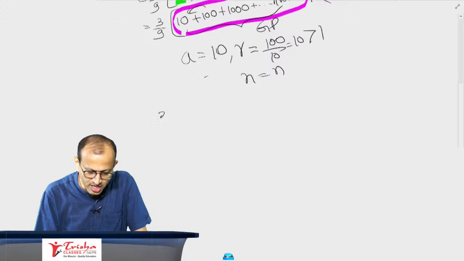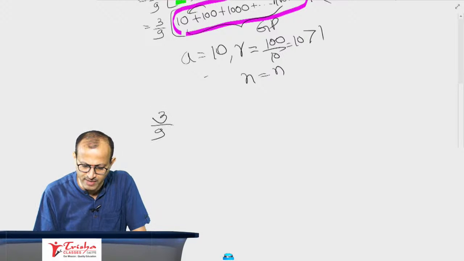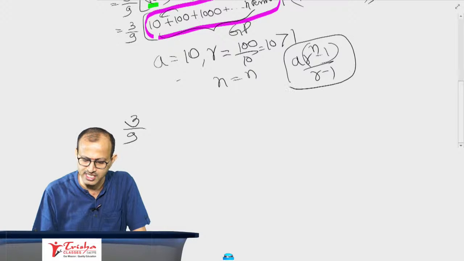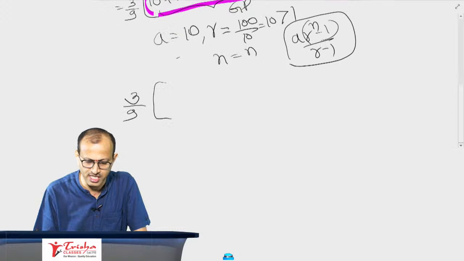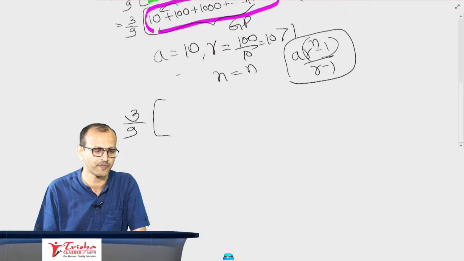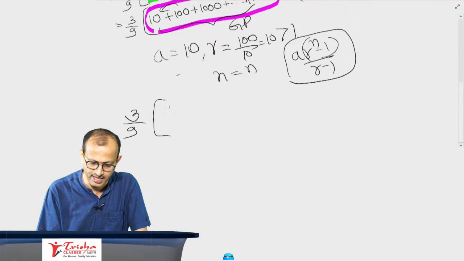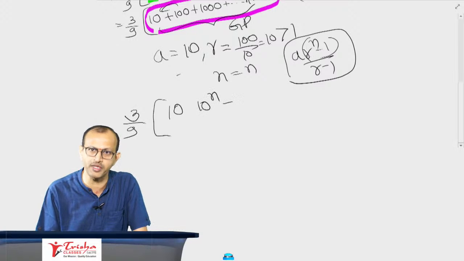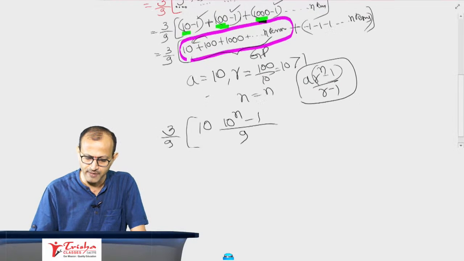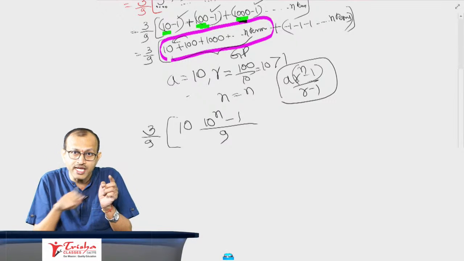So, 3 by 9. Can anyone tell me what is the formula? a r to the power n minus 1 by r minus 1. Do you all agree with me? Sn formula, because plus plus plus Sn. Tell me now quickly. I am checking your answer. What is the value of a? Small letter a. 10. r, ratio 10. n only. n by 10 minus 1, 9. I have completed that. Please note, the pink color answer is done.